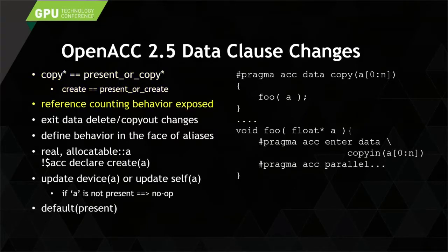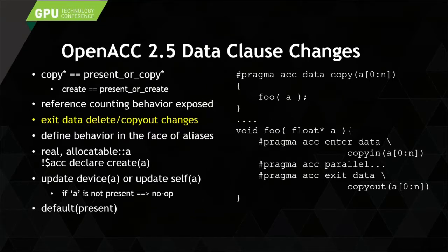We're also going to expose reference counting behavior, and the point is there, if you're running on multiple threads in the same GPU, you can have data lifetimes that intersect, that overlap, but aren't properly nested, and you have to define when data actually gets allocated and when it gets copied out and so on. And so the reference counting behavior will define that. We have one significant change. This will actually be a change in behavior.